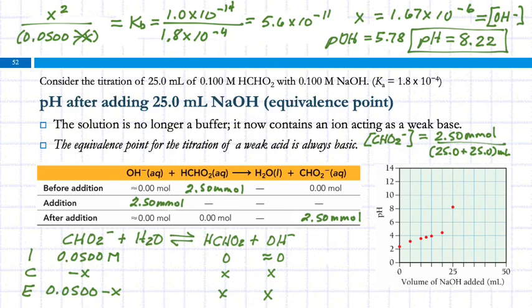The equivalence point for the titration of a weak acid is always basic. Yes? So reversing the reaction, even when you get Kb, you don't get any 1 over Kb for reversing the reaction. I'll show you how that works after. Anybody else have any questions? I want to finish this titration because we just can't go over the weekend with this half-done titration.